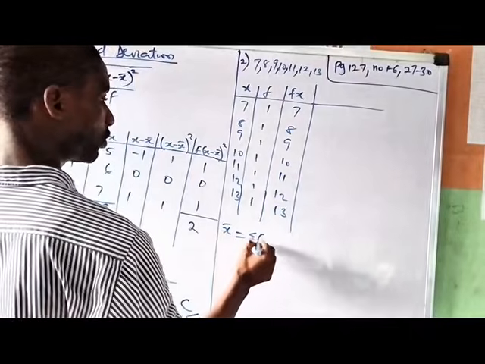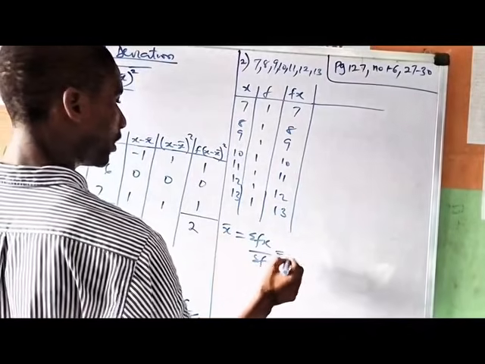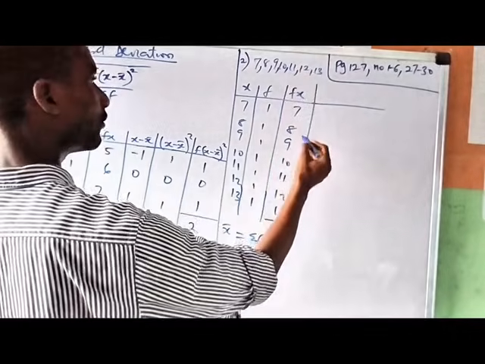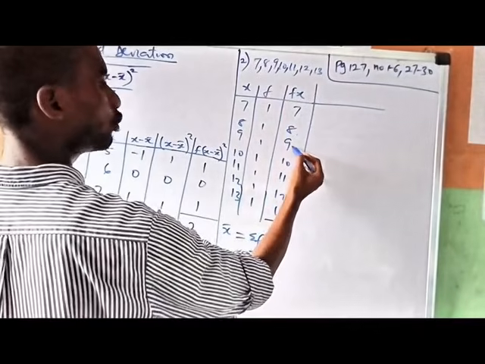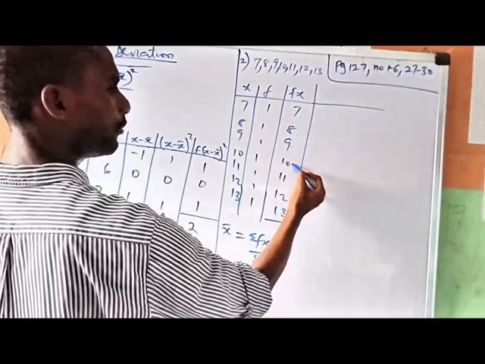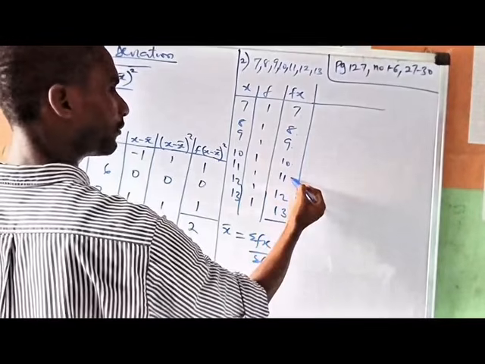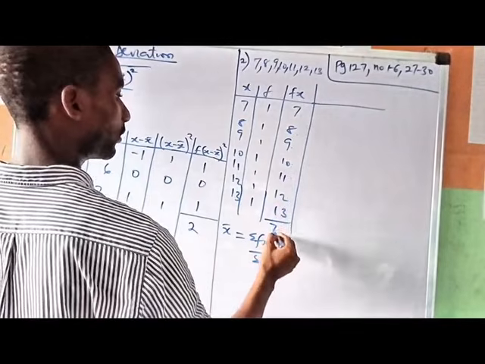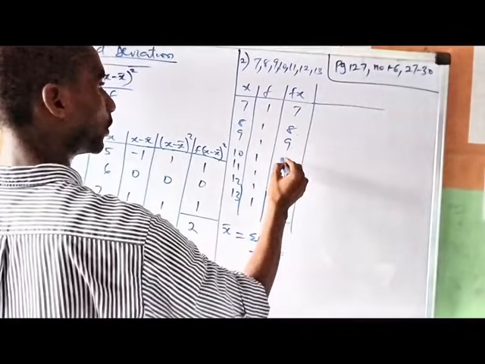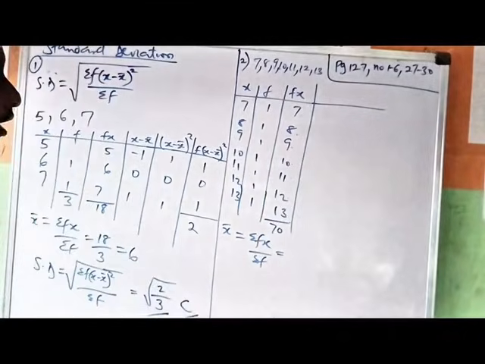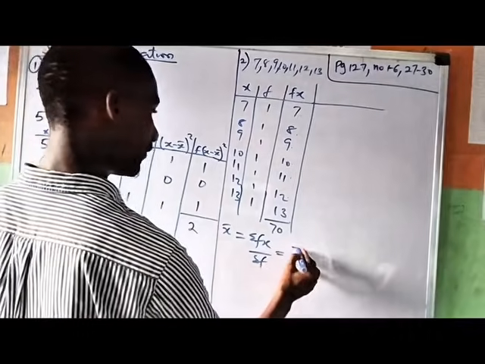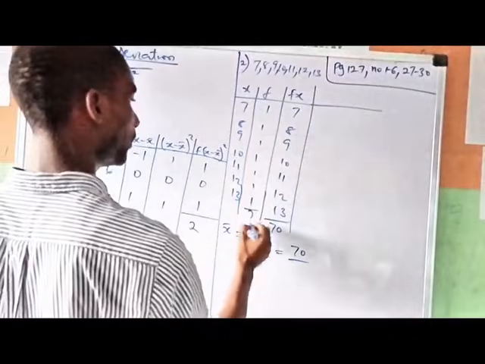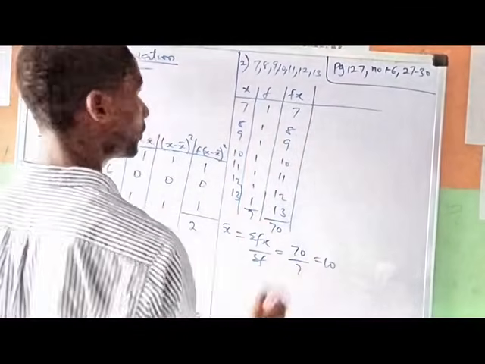Our mean will be summation fx over summation f, which is equal to summation of this. If you add all of this together, 15, 24, 34, 45, 57, 70. 1, 2, 3, 4, 5, 6, 7. Yes, that's 70. So summation of fx is 70 over what summation of f? 1, 2, 3, 4, 5, 6, 7, over 7. That's 10. So the mean is 10.